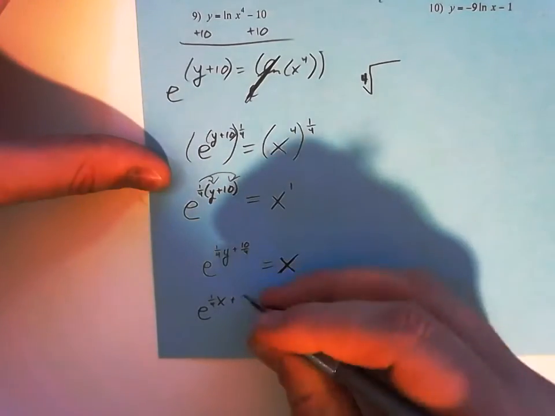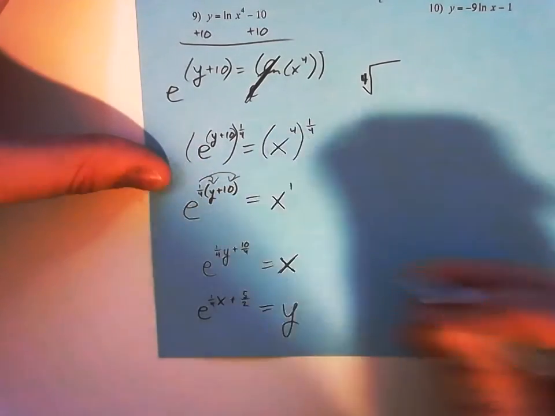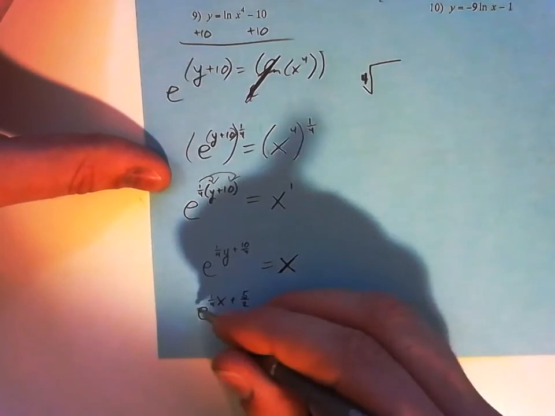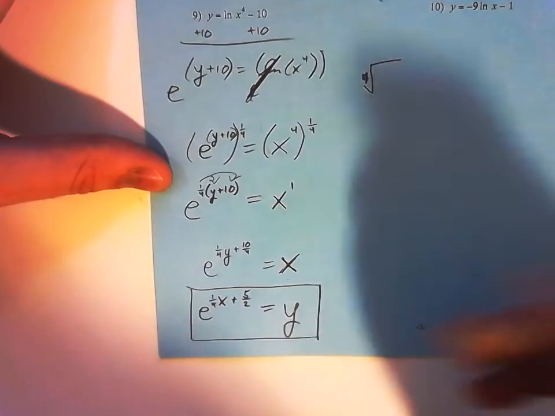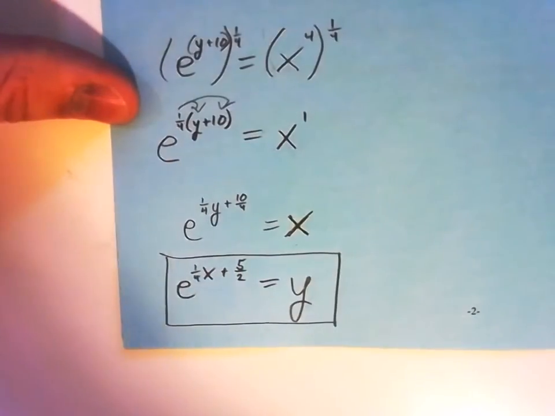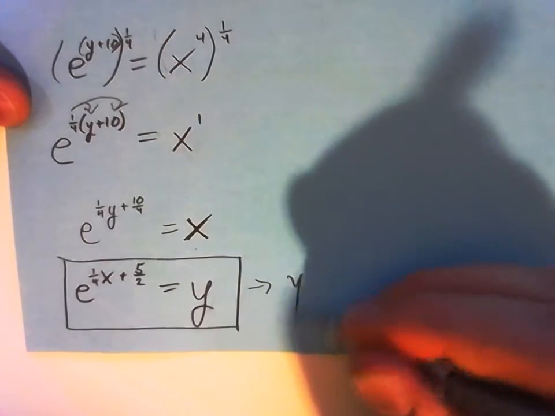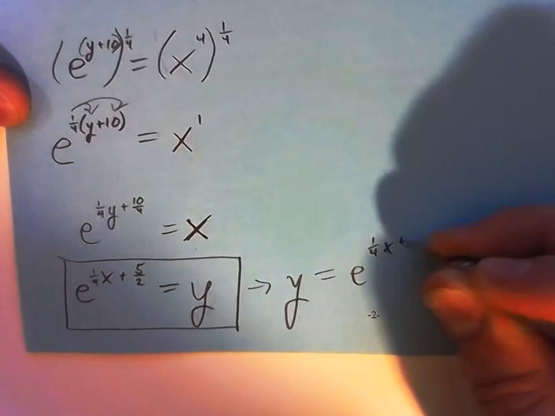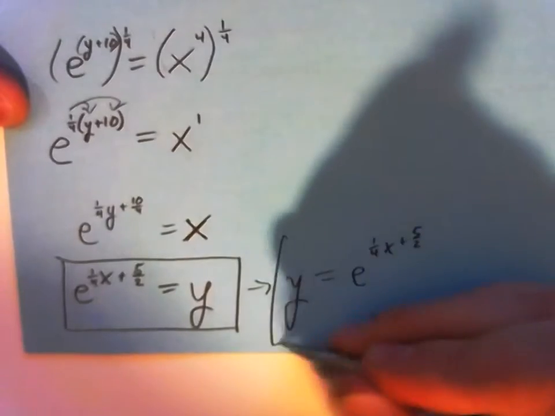And 10/4 would be the same as 5/2. If you wrote 2.5, I'll call that equal because it is. Okay, and if you want to say y equals e to the 1/4 x plus 5/2, even better.